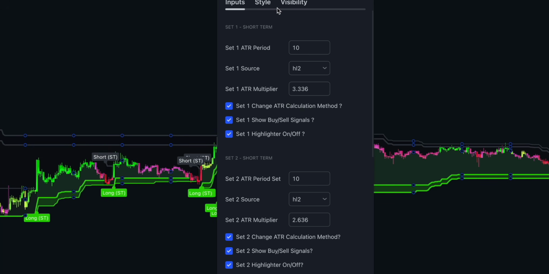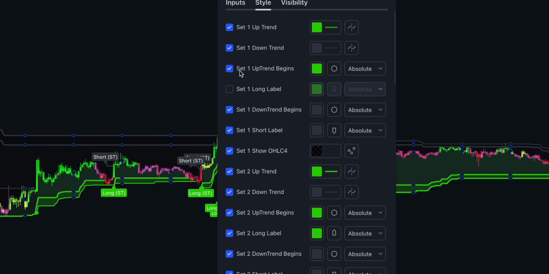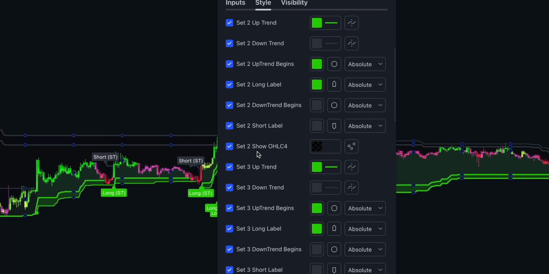However, we will need to make some adjustments in the style section. Basically, uncheck the long and short labels for sets 1, 3, and 4. We will only consider the buy and sell signals issued by set 2.